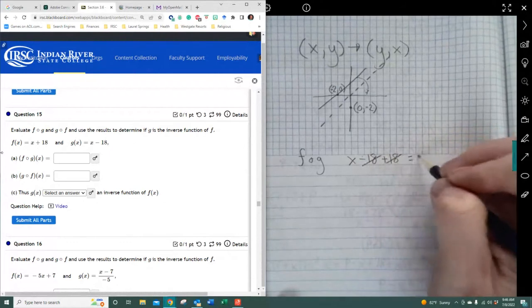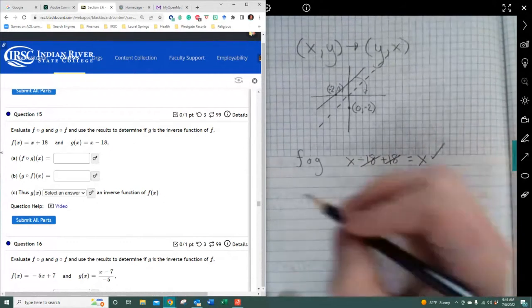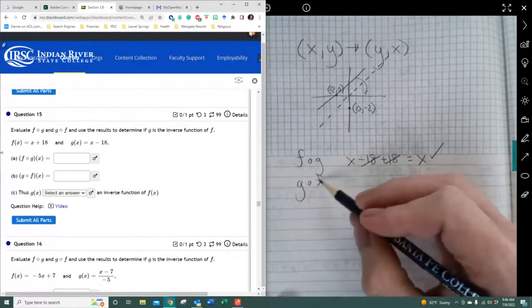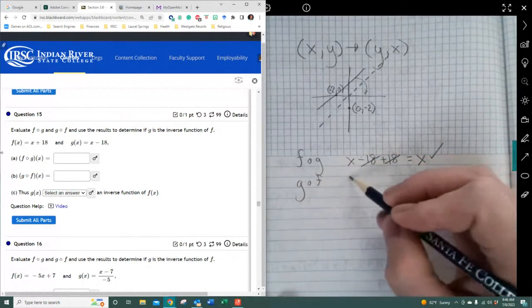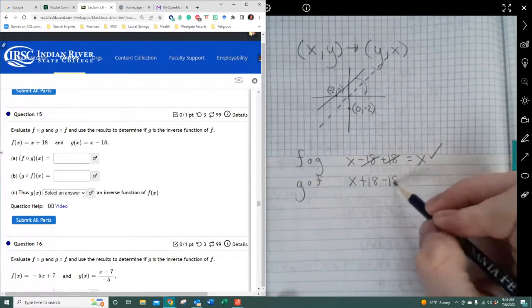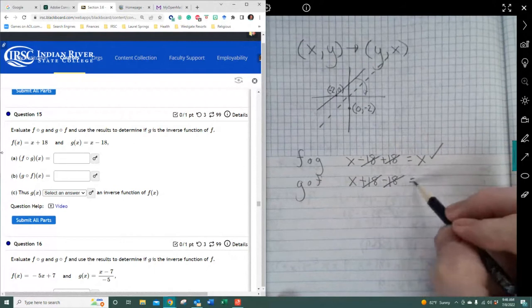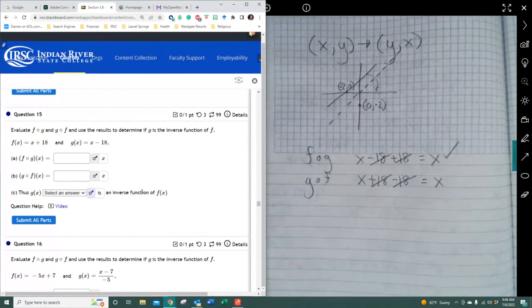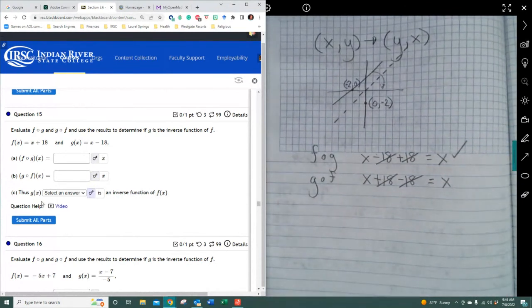And these would cancel each other, leaving us with x. So it checks off for that. Now we do g of f. Now put the function f of x into g of x, and we're putting x plus 18 in for that x, and we get the following. These cancel each other again, leaving us with x. So these are, in fact, inverses of each other, right? Because they equal x. Thus, g of x is the inverse of f of x.